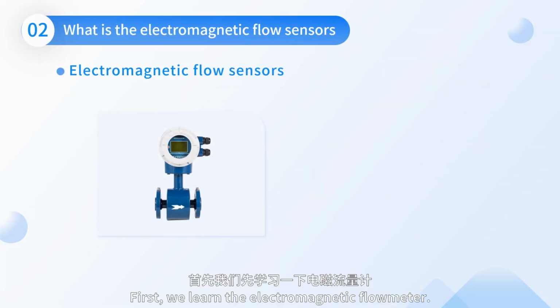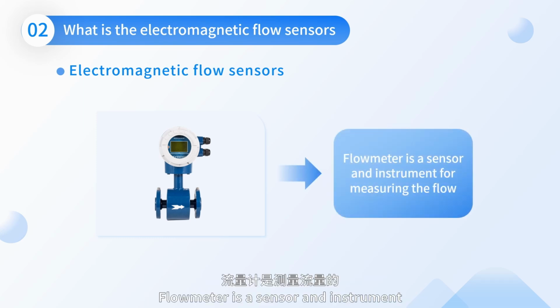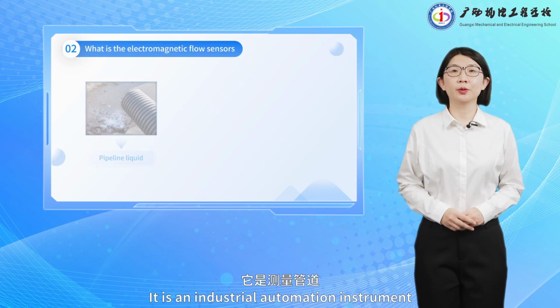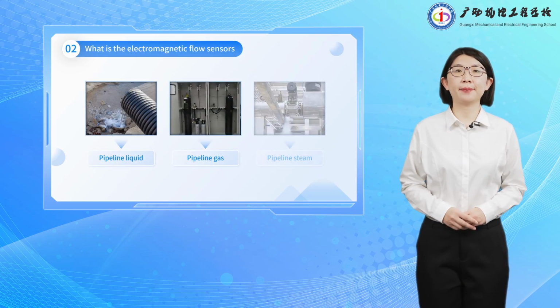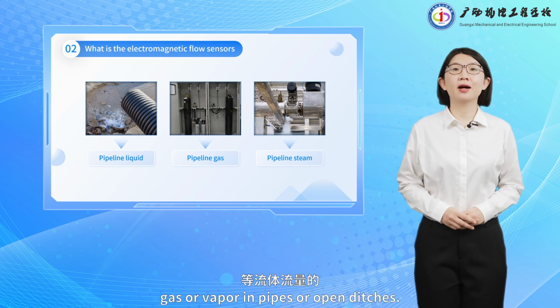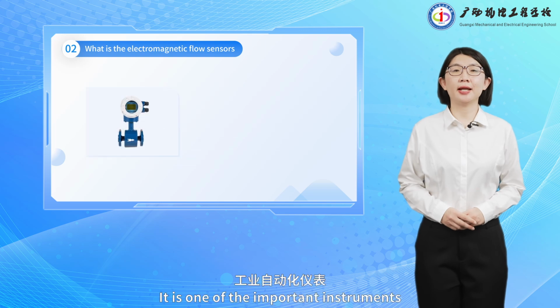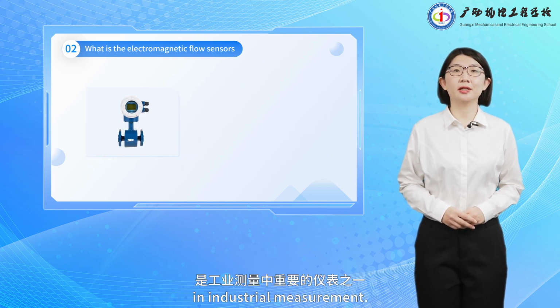First, we learn the electromagnetic flowmeter. Flowmeter is a sensor and instrument for measuring flow. It is an industrial automation instrument for measuring the flow of liquid, gas, or vapor in pipes or open ditches. It is one of the important instruments in industrial measurement.